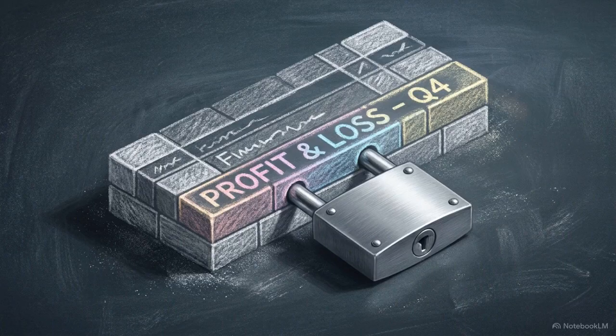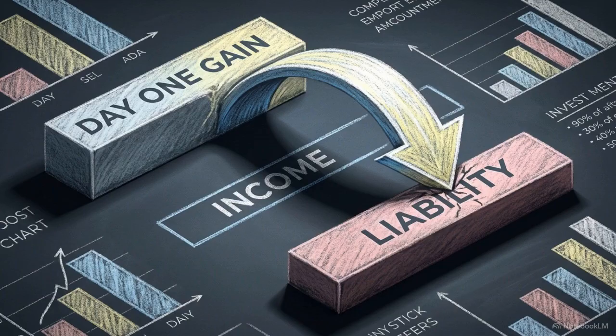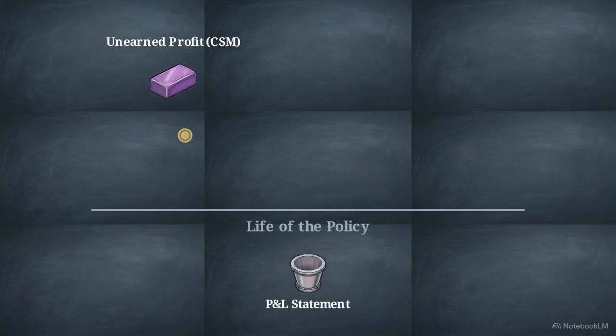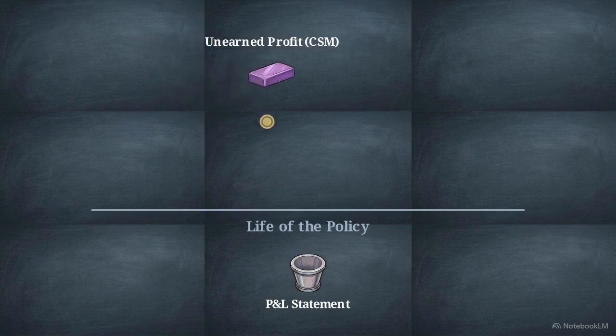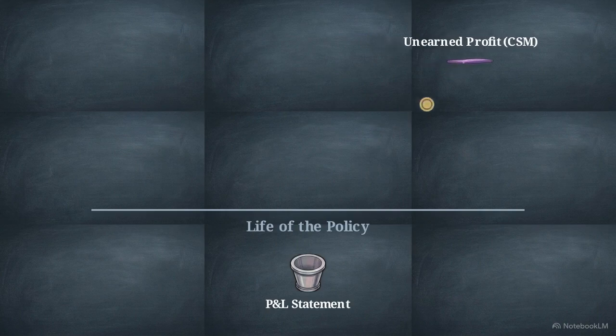The CSM is a liability representing unearned profit. It explicitly prevents an insurer from recognizing a financial gain on the first day a profitable contract is signed. Instead, the CSM is systematically amortized into the profit and loss statement as the insurer actually delivers coverage units over the life of the policy.